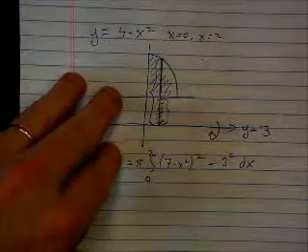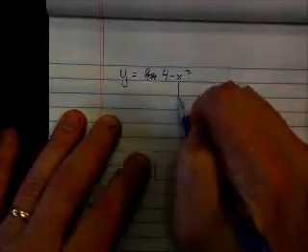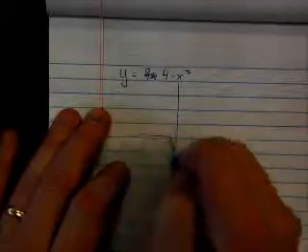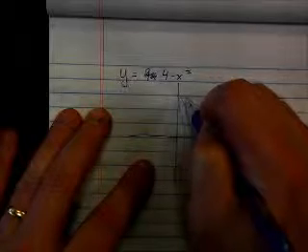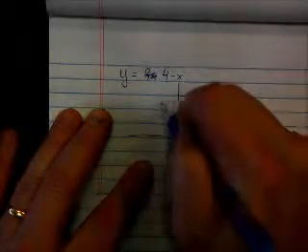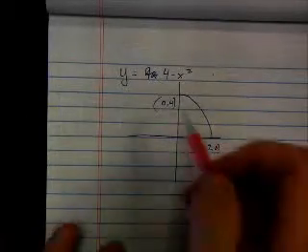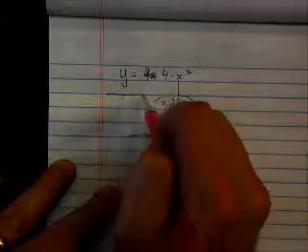Okay, now let's take that same exact graph, y equals 4 minus x squared, from 0 to 2 still, so it's the exact same region. But this time, I want you to spin it around y equals 4.